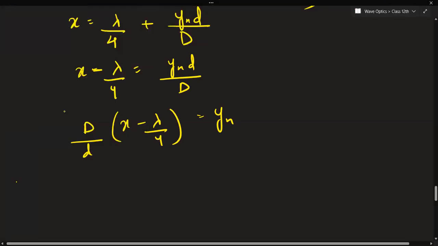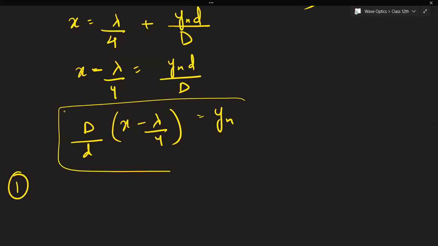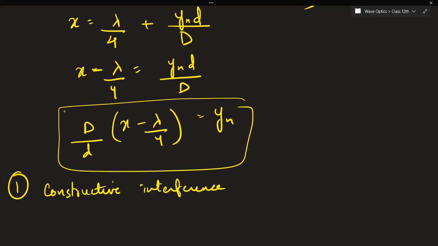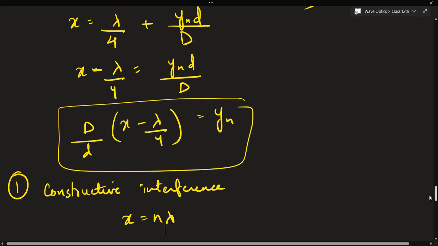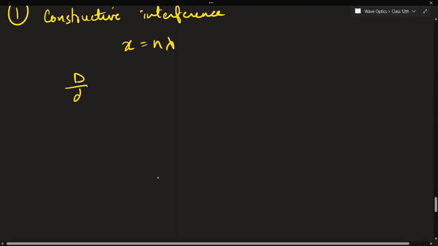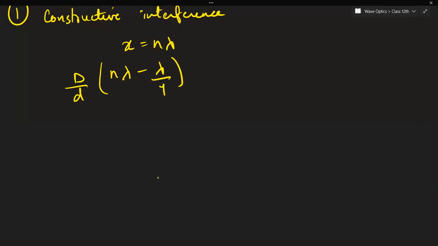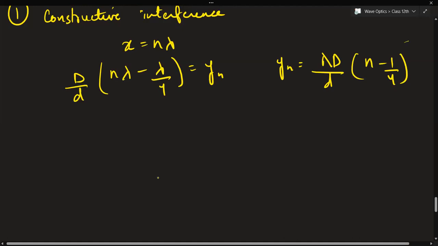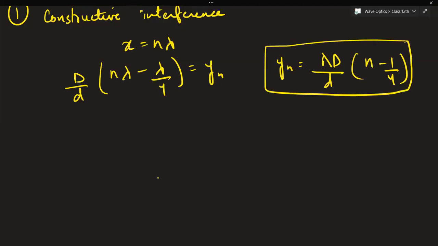Now you can start solving it. You now have this equation with you. This will help you for constructive interference. First part says constructive interference. For constructive interference class, what is the condition? X equals n lambda. Remember we had done this condition. So put it in the formula: instead of x, I'll write n lambda minus lambda by 4 is equal to yn, with capital D by small d. So yn will be equal to lambda capital D by small d times n minus 1 by 4. Even if you have the values, you can put it in the question.